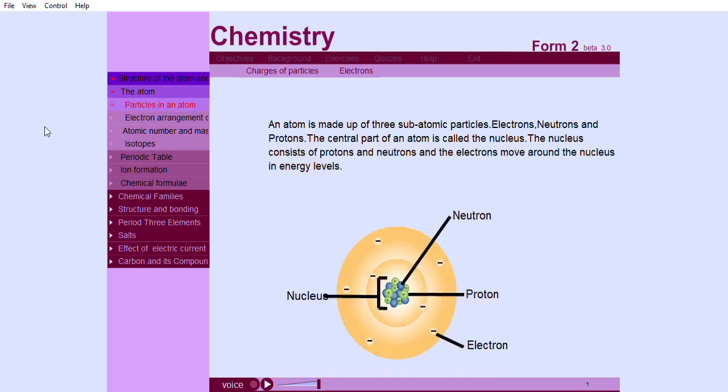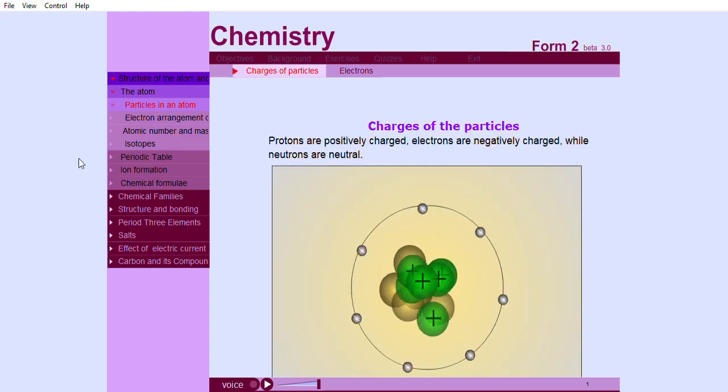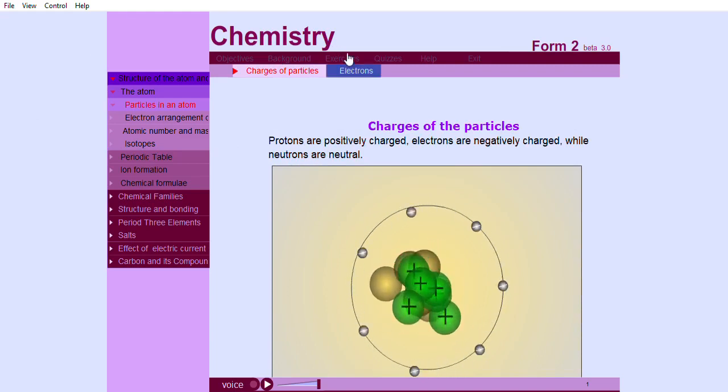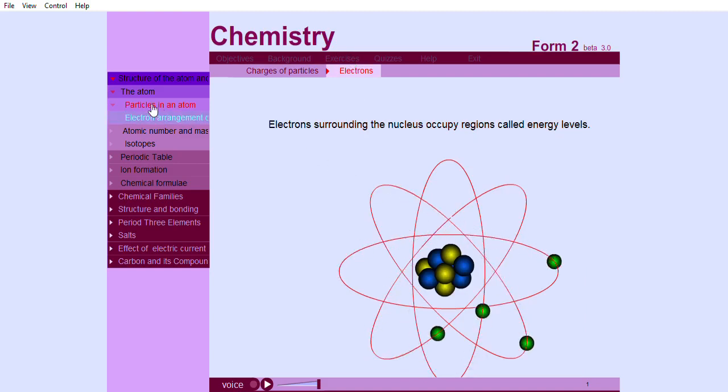An atom is made up of 3 subatomic particles: electrons, neutrons, and protons. The central part of an atom is called the nucleus. The nucleus consists of protons and neutrons, and the electrons move around the nucleus in the energy levels. Protons are positively charged, electrons are negatively charged, while neutrons are neutral. Electrons surrounding the nucleus occupy regions called energy levels.